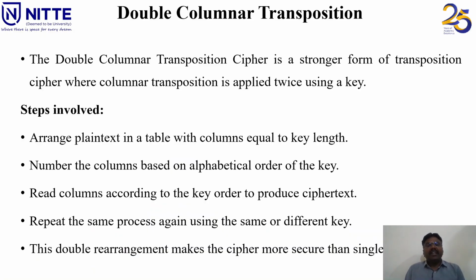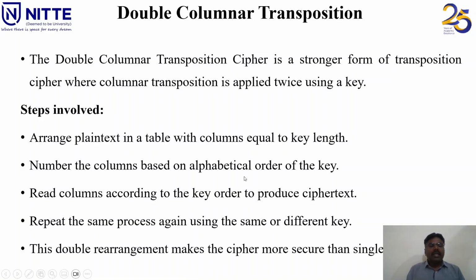So when it comes to the second transposition technique called double columnar transposition, it is a stronger form of transposition where the columnar transposition cipher is applied twice using that same key. So what are the steps involved in the case of double columnar?